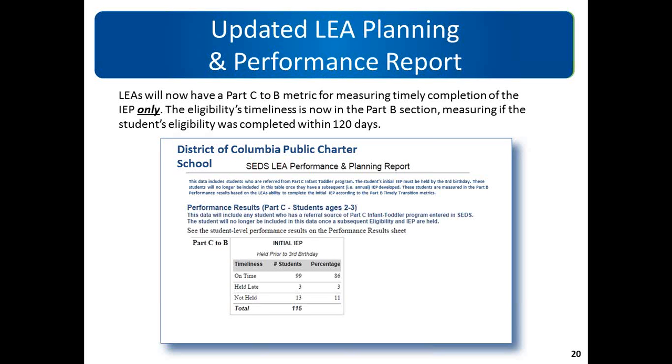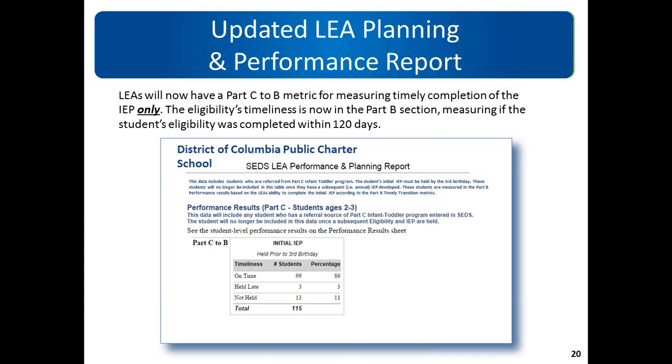And this is going to show whether or not the IEP was in place by the 3rd birthday, and this metric is not changing. However, the other metric with regards to eligibility timeliness has been moved down to the Part B section because LEAs are still responsible for meeting the 120-day eligibility timeline requirement. And so we've lumped that together with all of the other students who have to meet the 120-day eligibility requirement.